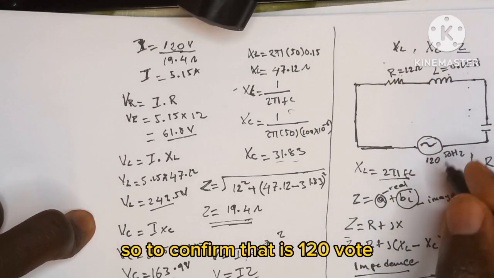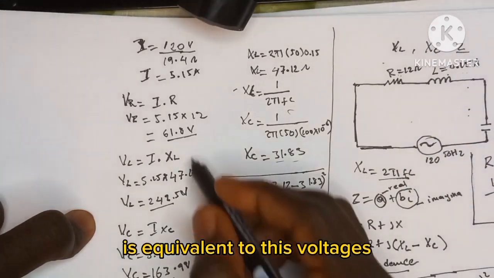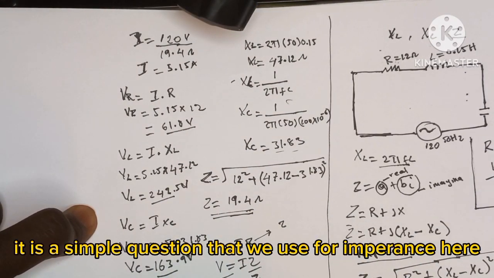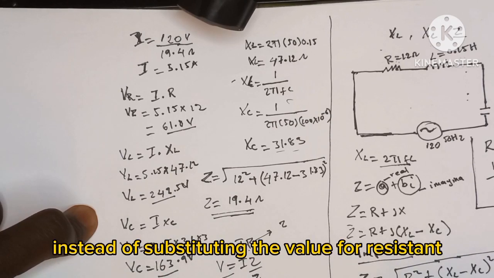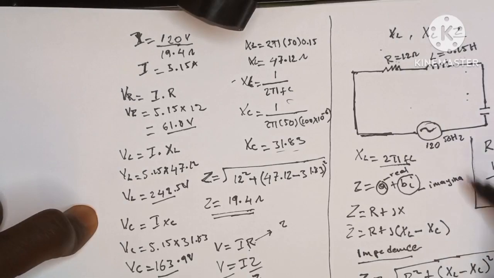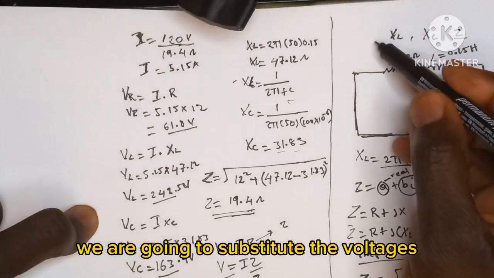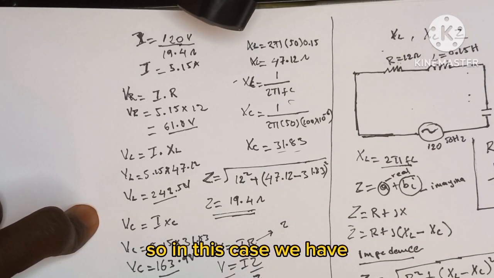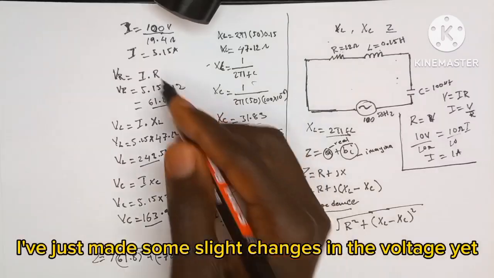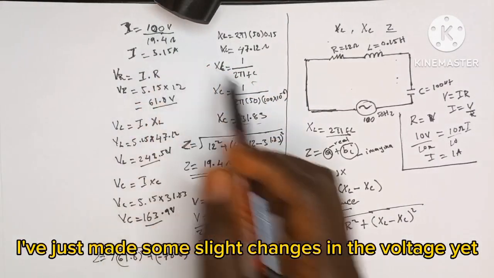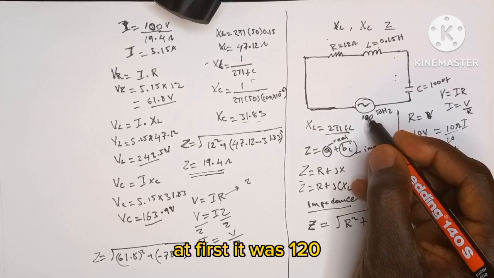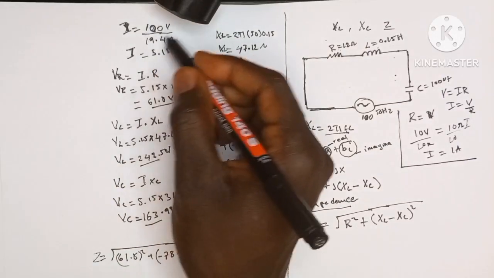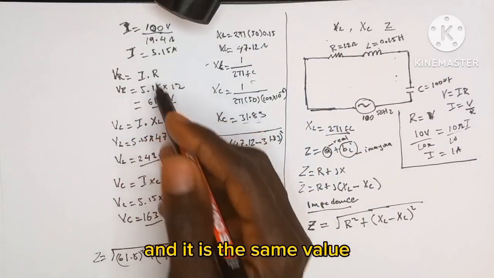So to confirm that this voltage is equivalent to these voltages, we use this equation. It is the same equation that we use for impedance here, but this time around, instead of substituting the value for resistance and reactance, we are going to substitute the voltages across them. I've just made some slight changes in the voltage here. At first it was 120, but now I've changed it to 100.